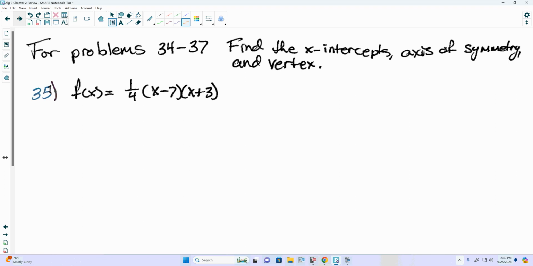Two reasons we know this here. One is it's kind of set up in that way, and two, it's asking for the x-intercepts. So x-intercept form is our f of x or y equals a times x minus p times x minus q. On the reference sheet I used y, but y and f of x are the same thing.